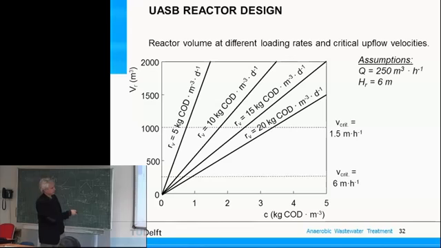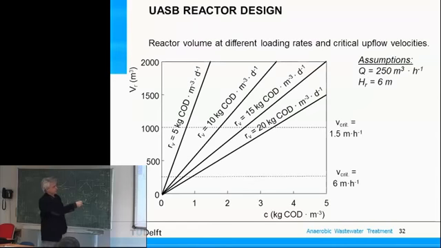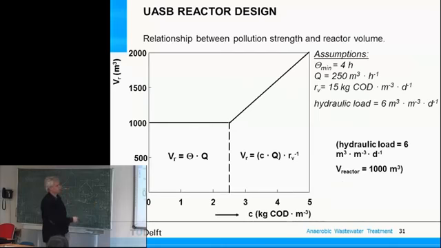Here again we have a concentration, a pollution strength in kilograms COD per cubic meter, and the volume of the reactor in cubic meter. Now this line is the same as this line. This loading potential is 15 kilograms COD per cubic meter per day. Now if we have a critical upflow velocity of 1.5 meter per hour, when we trespass it we rinse the sludge, so then we get the same line. So we have a minimum volume of 1000. Here the organic loading capacity determines the volume, and here the hydraulic loading capacity, which is the same as this line.